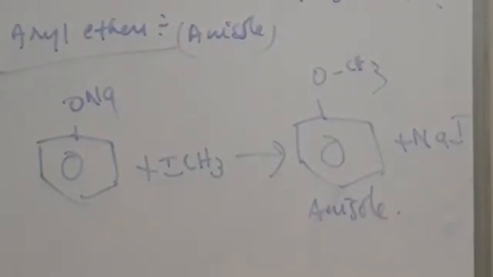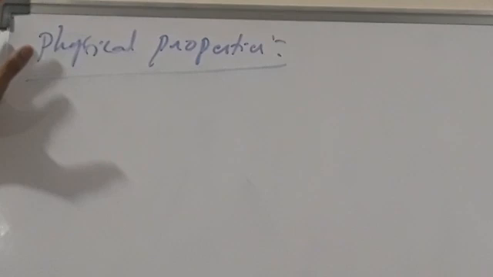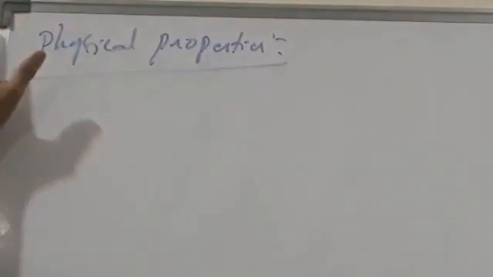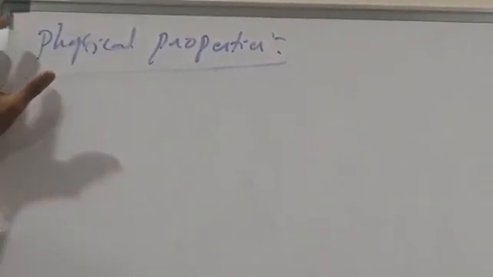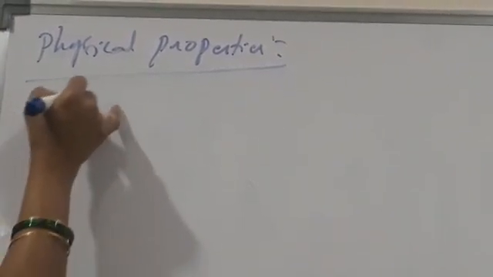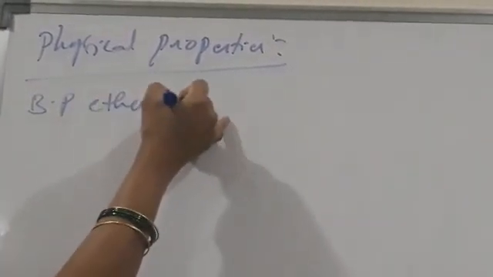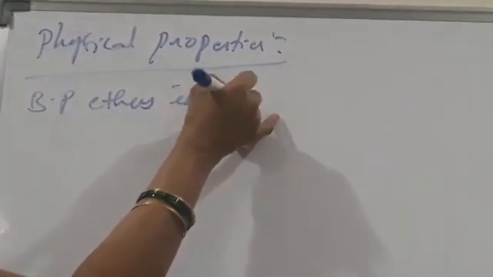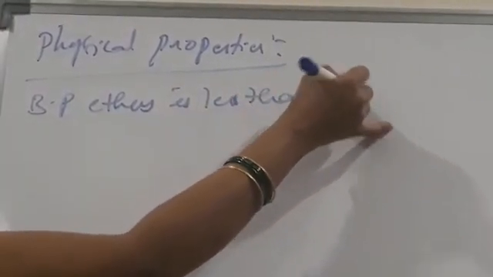Next, coming to physical properties. So ethers are colorless liquids with a pleasant odor. Okay. Then coming to boiling points of ethers. So boiling points of ethers are less when compared with alcohols.